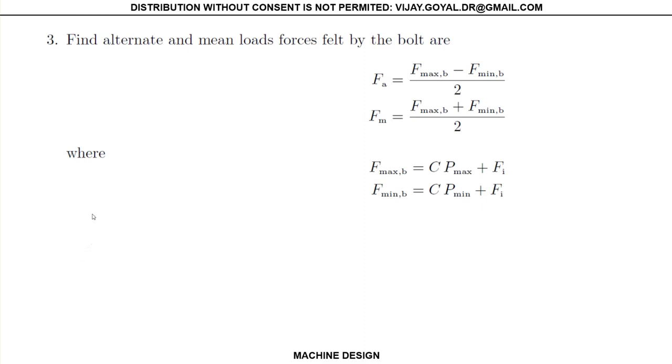Second thing we want to do is find the alternating and mean loads. And to do that, we're going to have the following equation. Just give me a minute.